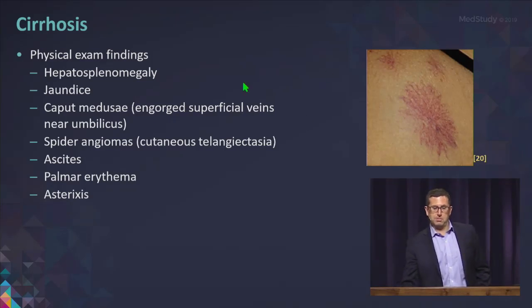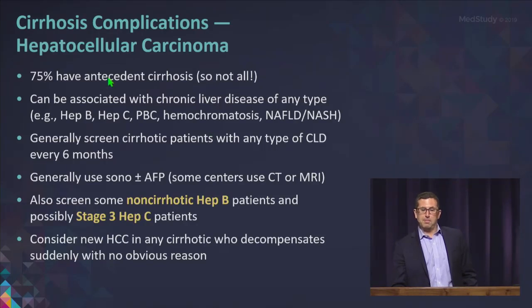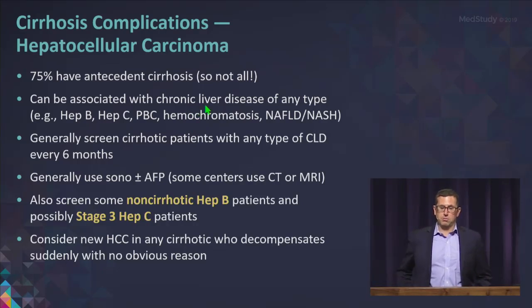So cirrhosis, here are some typical exam findings. So we know most of these. This is an example of a spider angioma. Complications, we've already discussed this, include hepatocellular carcinoma. Most patients have cirrhosis. It could be associated, HCC could be associated with chronic liver disease of any type.